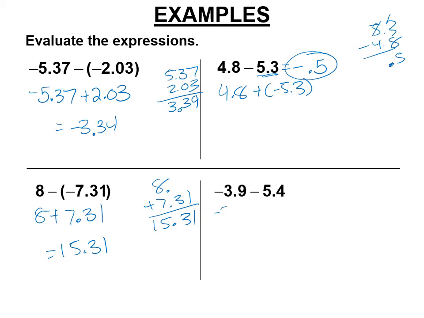This is negative 3 and 9/10 plus negative 5.4, negative 5 and 4/10. They're both negative. So we're just going to add them up. And I'm getting negative 9 and 3/10.